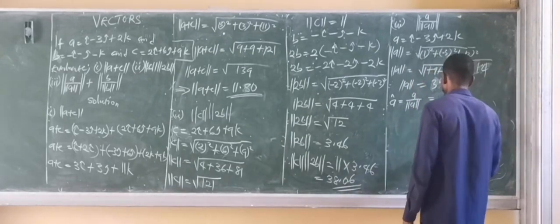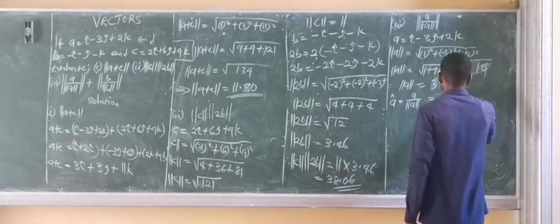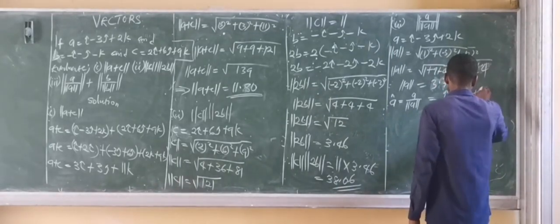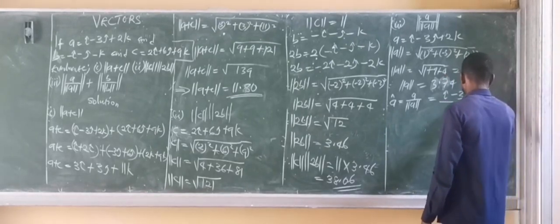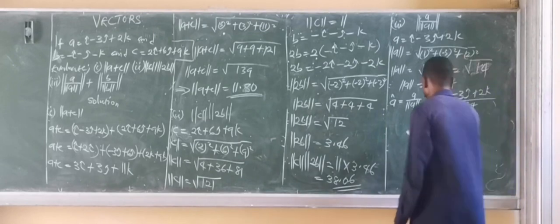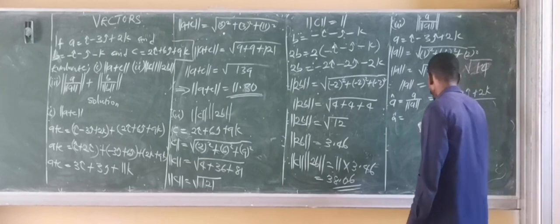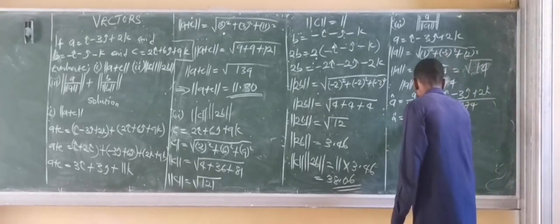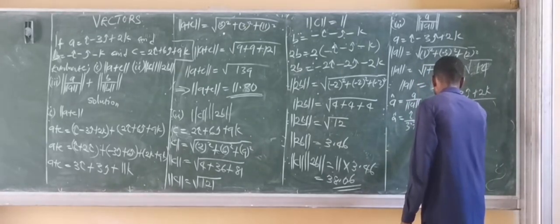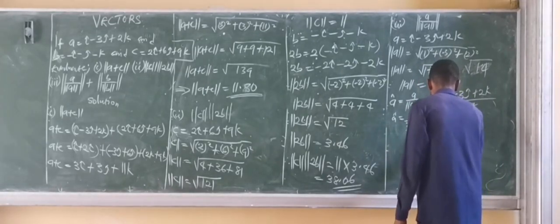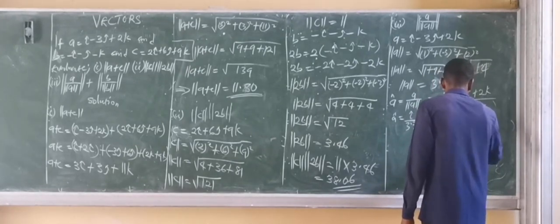Therefore, the unit vector is simply the position vector divided by the magnitude of the position vector. The position vector is i minus 3j plus 2k divided by the magnitude as obtained, 3.74. Therefore, the unit vector of A is now equal to, you can also break this equation down to i divided by 3.74 minus 3j divided by 3.74 plus 2k divided by 3.74.